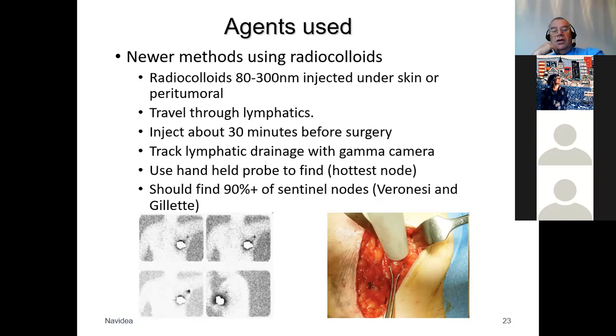You find the hottest node. And by doing that, you get over 90% of sentinel nodes. And now, with the improved technique, it's over 98%. And this was done in breast by Veronesi and in melanoma by Dave Gillett from Australia.